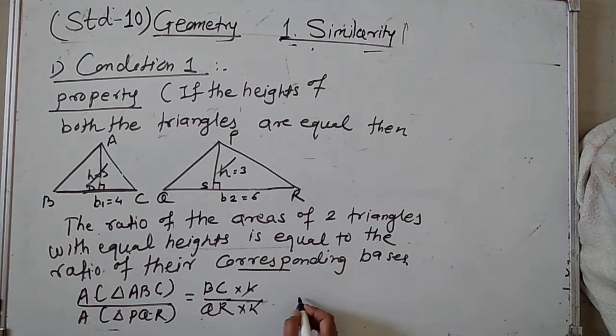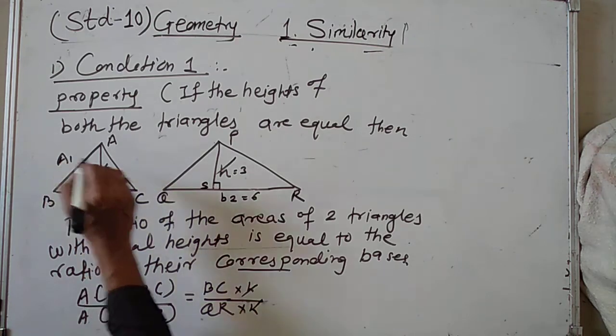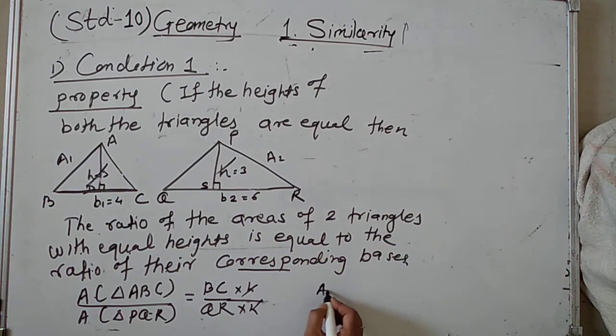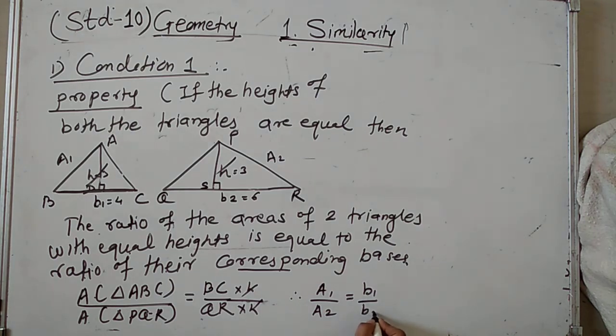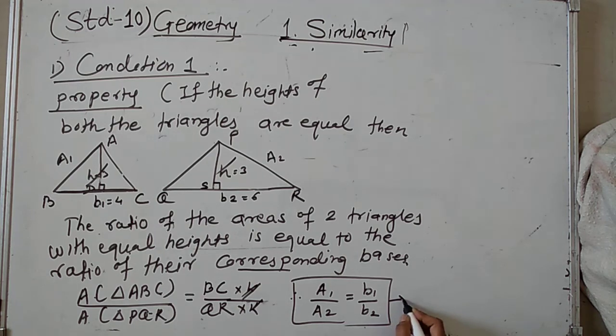is the bases. In short form we can write area of triangle A1 upon A2, therefore A1 upon A2, what remains there, bases, so B1 upon B2. Don't take the heights; if the heights are the same, the area remains only in proportion to their bases: A1 upon A2 is equal to B1 upon B2. The reason to write for this is triangles with equal heights. When we sum, this is how the reason is written: triangles with equal heights.